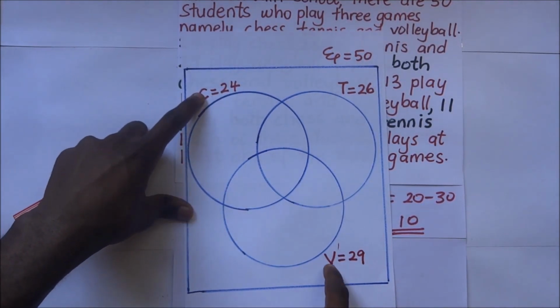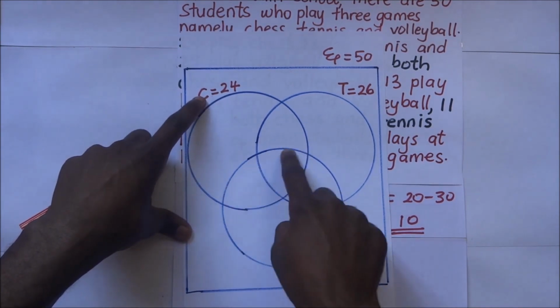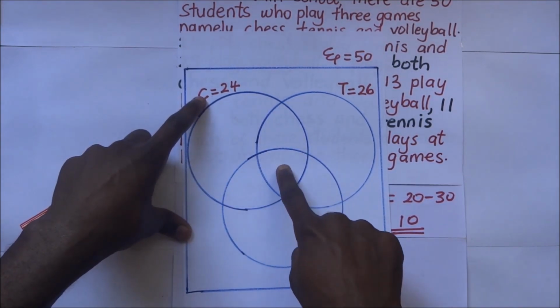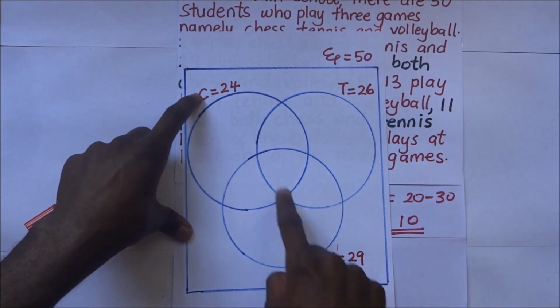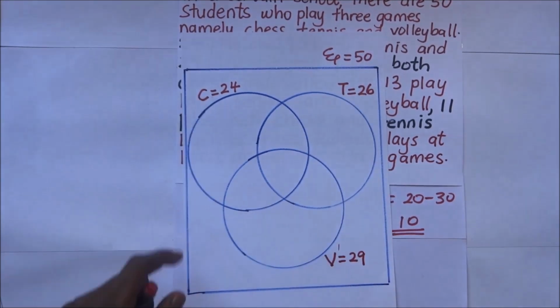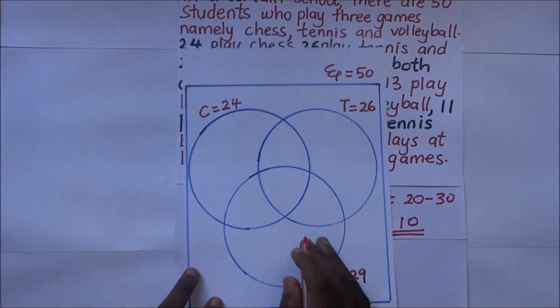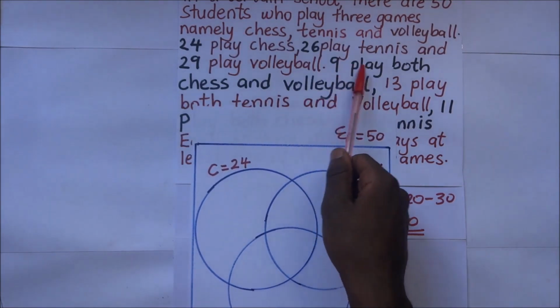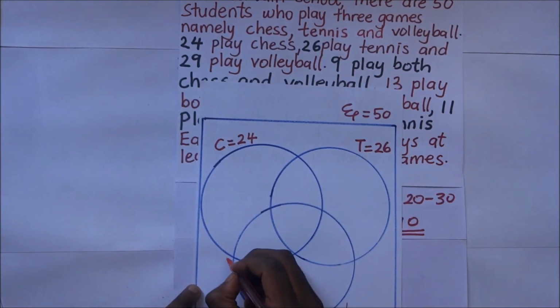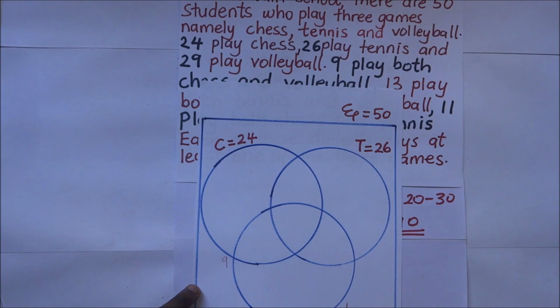So those that play volleyball and chess can also include those that play in this part, where they are playing chess and volleyball, but also tennis. So we shall put this 9 here momentarily. Those 9 play both chess and volleyball. Let's put that 9 right there.